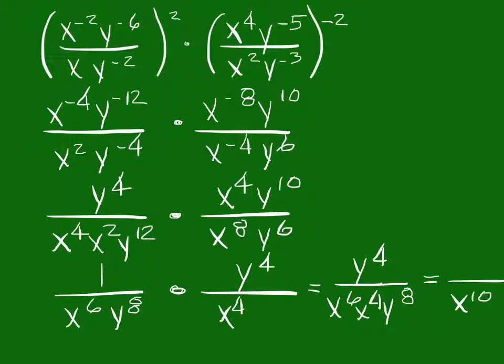And then y to the 4th over y to the 8th. The largest one is on the bottom. That's where it's going to stay. 8 minus 4 is 4. You have nothing left on the top. Therefore, you put a 1. Final answer is 1 over x to the 10th, y to the 4th.